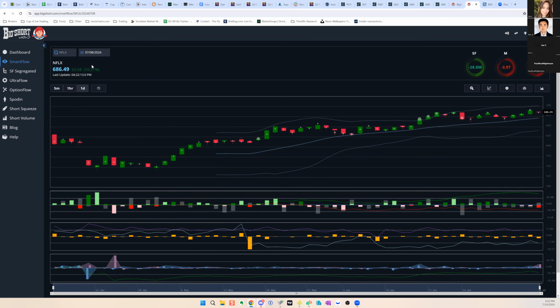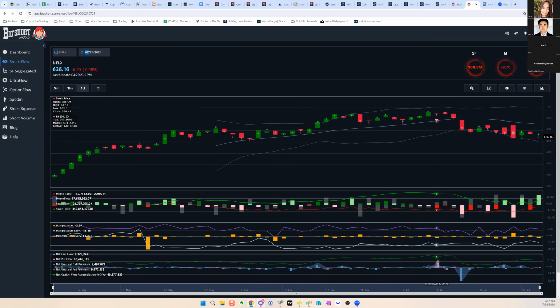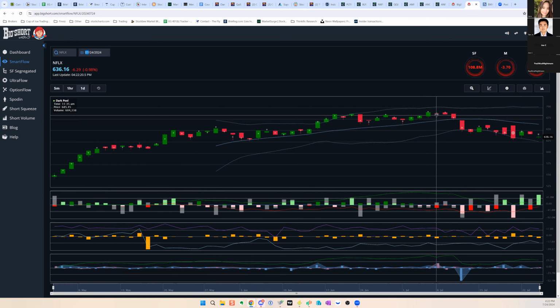I just want to point one quick thing out, and let's go to today so we see the full picture. On this day where you identify the opportunity, you can set a low line below the low of that day and wait for it to break.